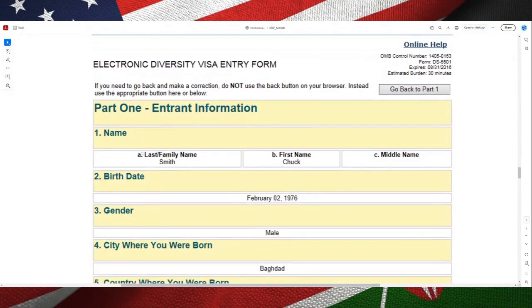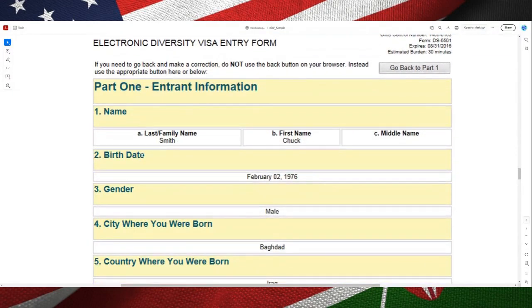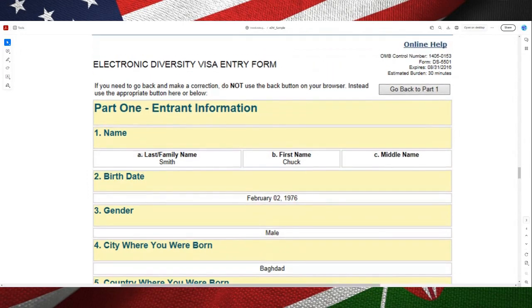All right, so let's walk through the entry form. This is the entry form for anyone who's joining next month when they open the lottery.